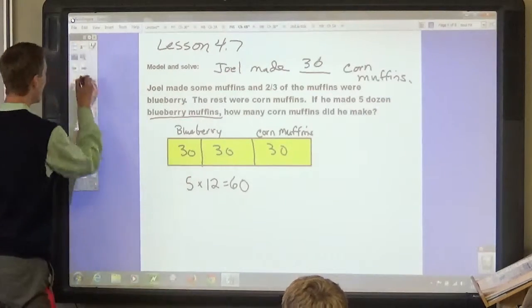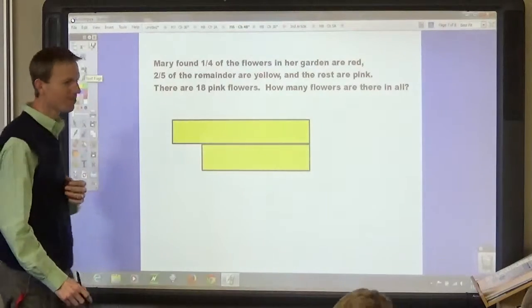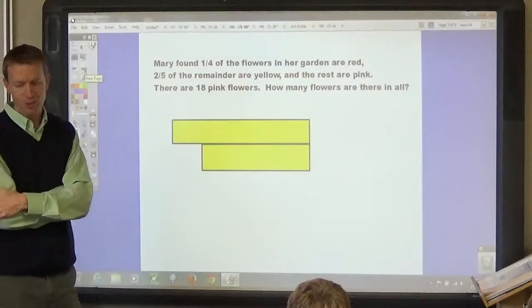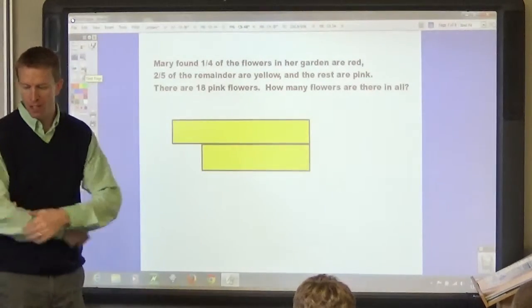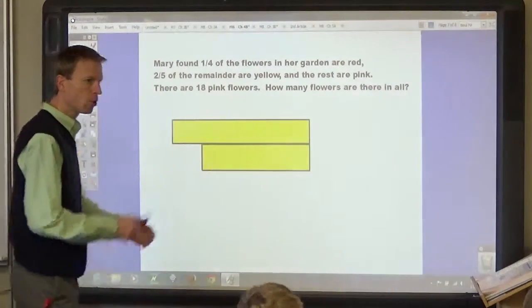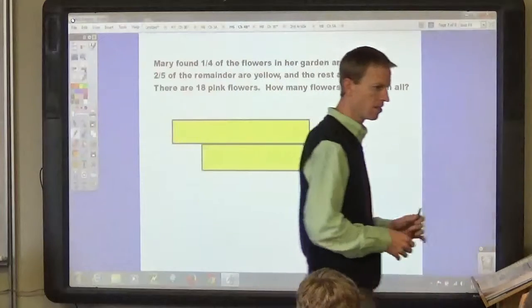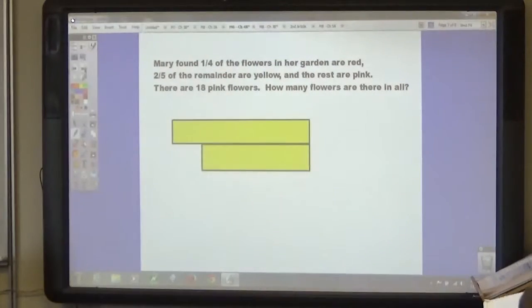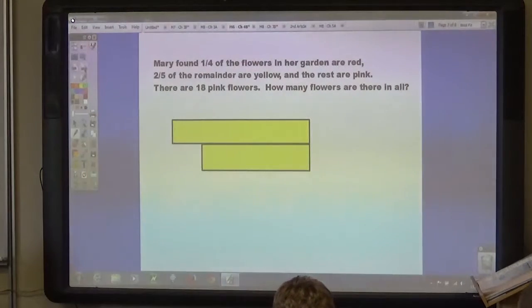All right, let's try another one. Do we have to write this one down? Yeah, write this one down. Make sure that on your last one you label the bar with blueberry muffins and corn muffins. So if you didn't copy that one down, make sure that you do that. Okay? This one's a fun one.